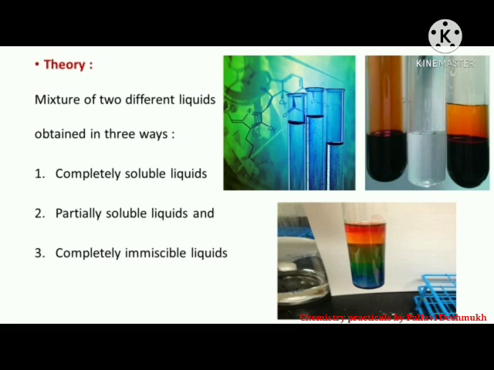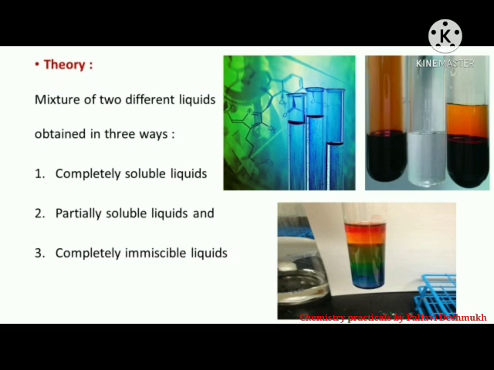Now the theory. A mixture of two different liquids can be obtained in three ways: one as a completely soluble liquid, second as a partially soluble liquid, and third as a completely immiscible liquid. Phenol and water form a partially miscible mixture. When phenol and water are shaken together, they form a heterogeneous system having two layers.